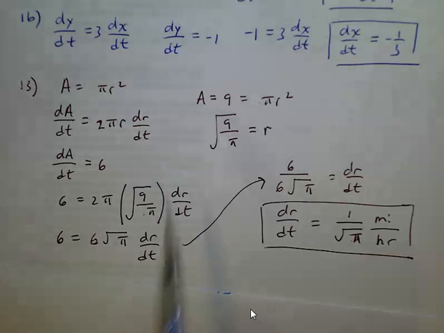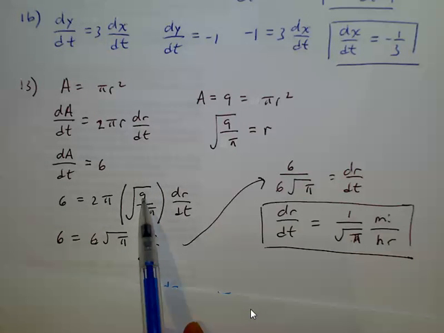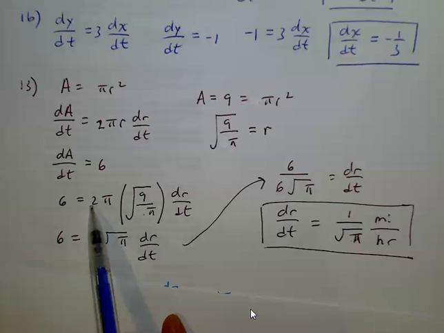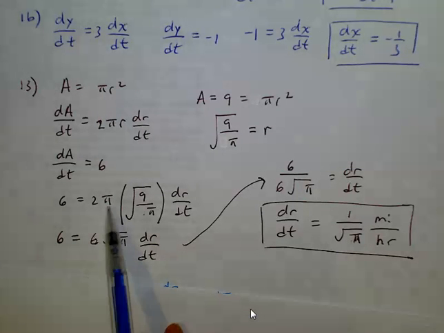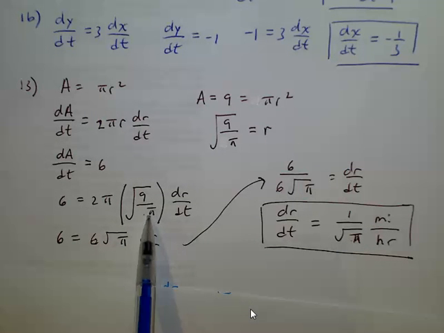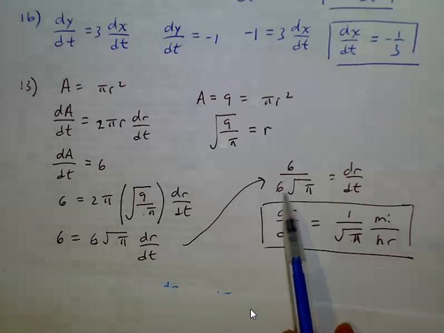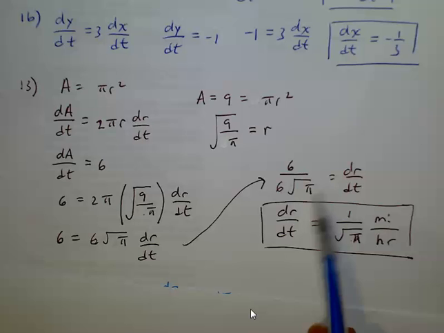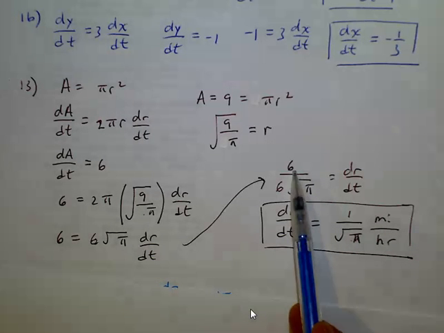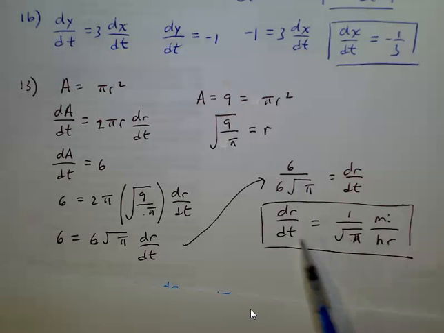So simplifying this, the square root of 9 comes out to be 3. So 3 times 2 is 6. And then I have a square root of pi in the denominator and a pi up in the numerator, which simplifies to a square root of pi in the numerator. And then I solve for dr/dt, so that gives me 6 over 6 times the square root of pi. Simplifying that, the 6's cancel out, so dr/dt comes out to 1 over the square root of pi miles per hour.